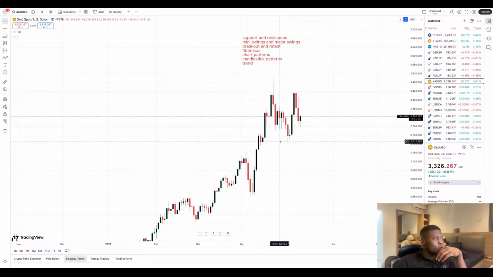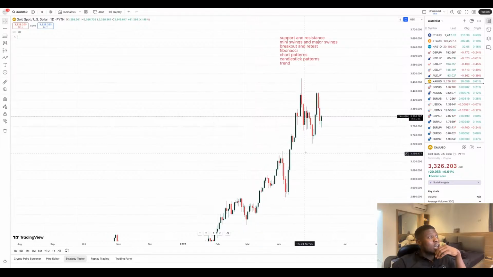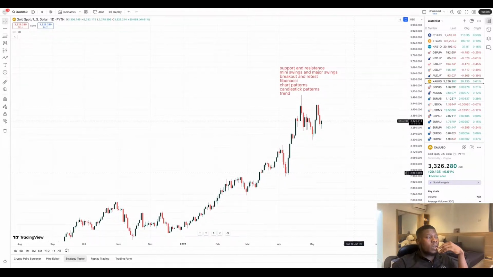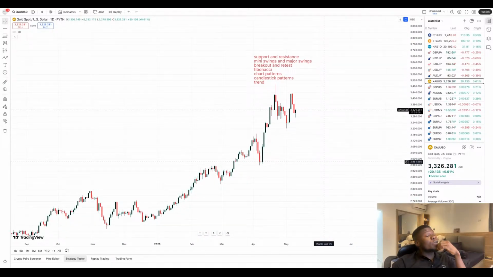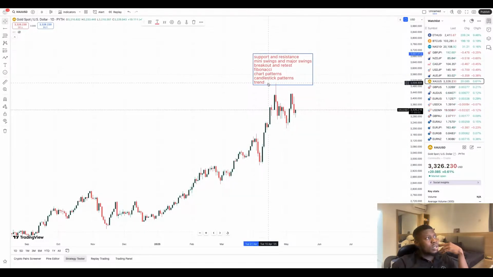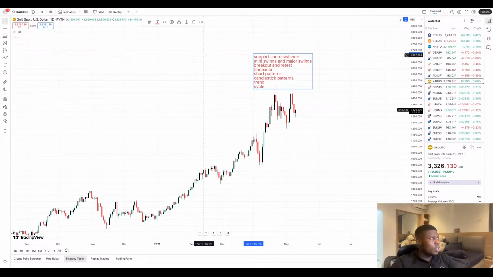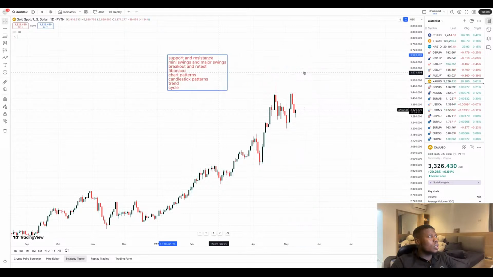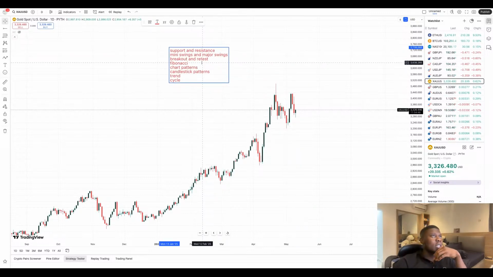Now I need to know the trend on gold on the 1 day, so I will know if I'm planning to long or short. For me to determine my trend, it's all done again by cycle. This box is a guide to the things I look out for when I'm doing my analysis.